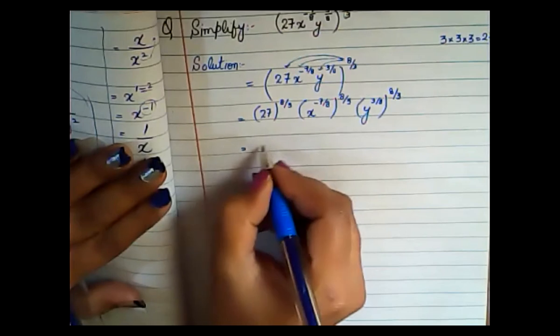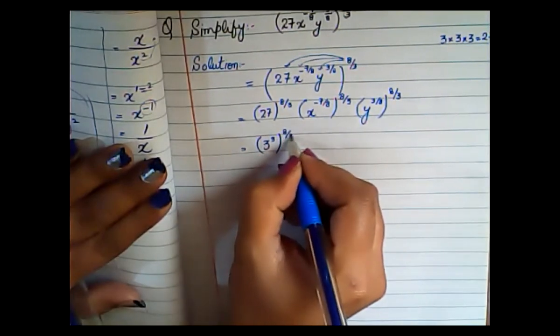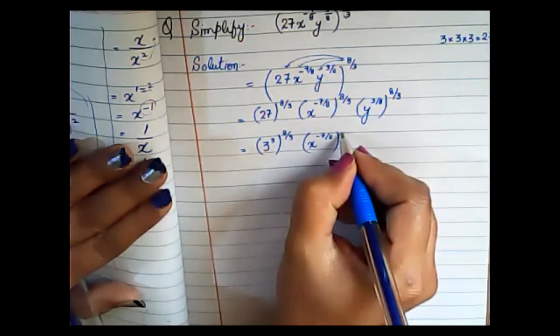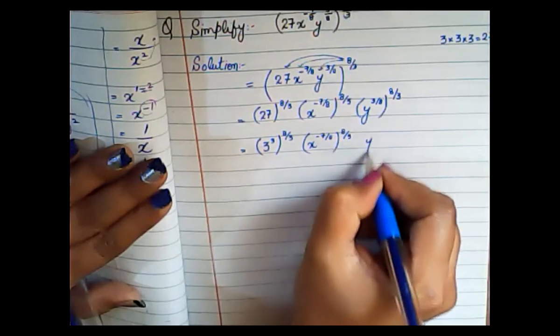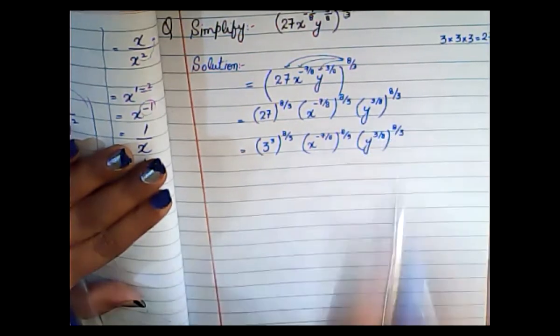Simply you will write it down here, 3, cube root, and then you will copy down each and everything as it is. x to the power minus 7 upon 8 with whole power 8 upon 3, then y 3 upon 8, whole power 8 upon 3.